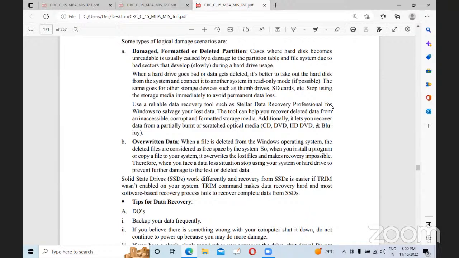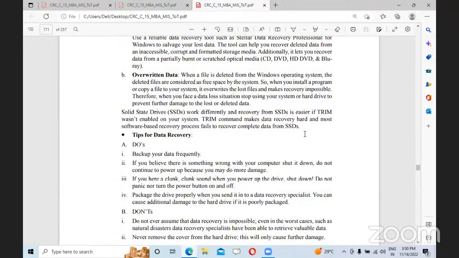Use a reliable data recovery tool such as Stellar Data Recovery Professional for Windows to salvage your lost data. The tool can help you recover data from inaccessible, corrupt, and formatted storage media. Additionally, it lets you recover data from a partially burnt or scratched optical media, that is a CD drive or DVD drive or HD DVD drive or Blu-ray, whatever may be the peripheral.